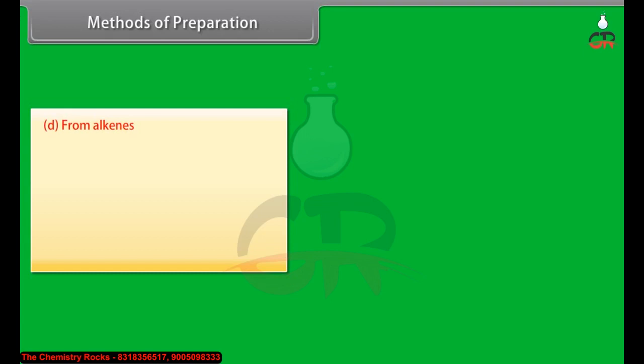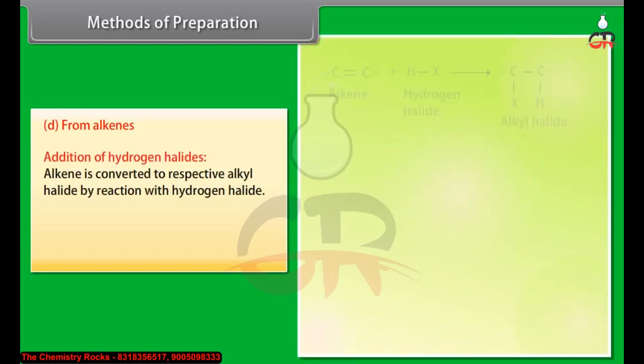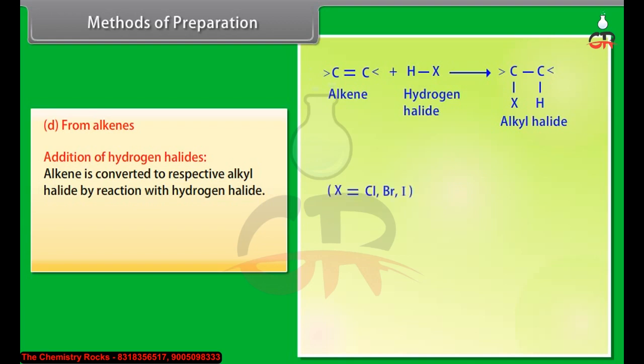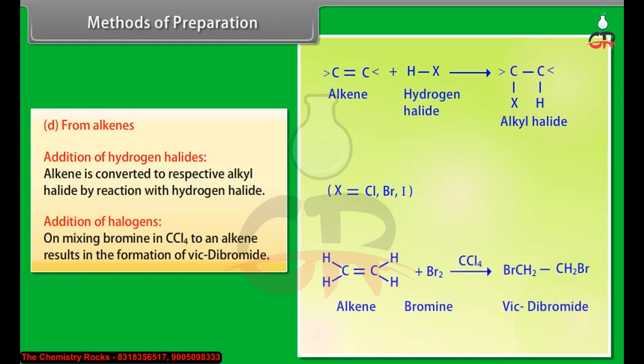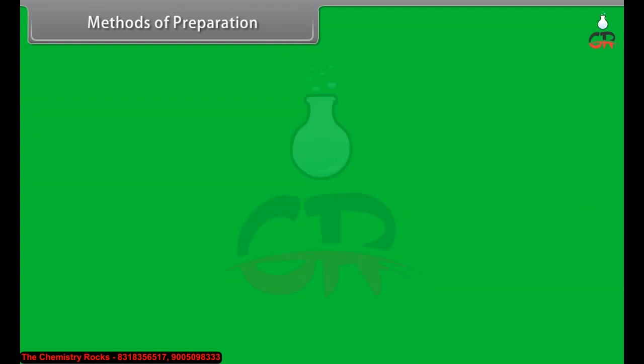From alkenes. Addition of hydrogen halides. Alkene is converted to respective alkyl halides by reaction with hydrogen halide. Addition of halogens. On mixing bromine in CCl4 to an alkene, it results in the formation of vicinal dibromide. Methods of preparation.